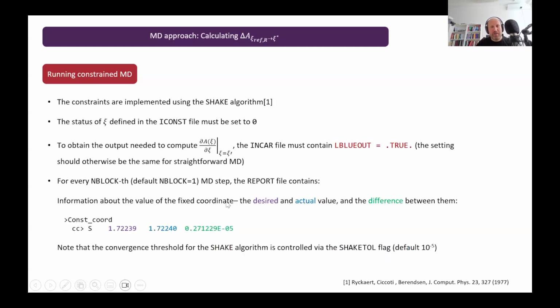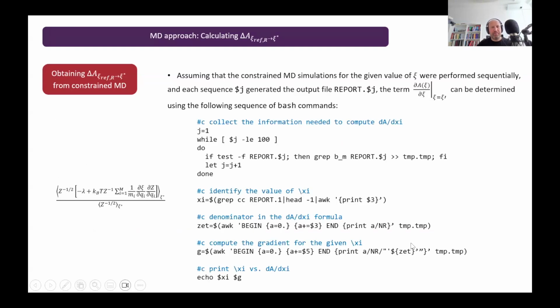Again, since we use status 0 for our coordinates, we will see this kind of output in the REPORT file, using which we can check the value of a constraint coordinate at every single MD step. And the quality of this constraint depends on the tolerance factor used by the SHAKE algorithm. This is something you can control via the SHAKE_TOLR parameter. By default, it is 10 to the minus 5.